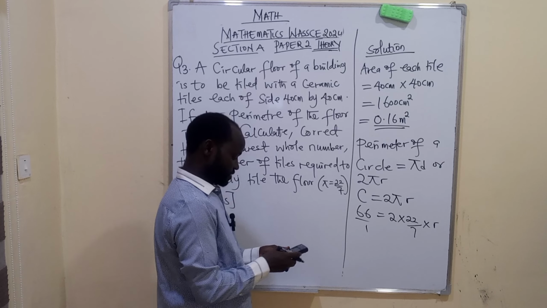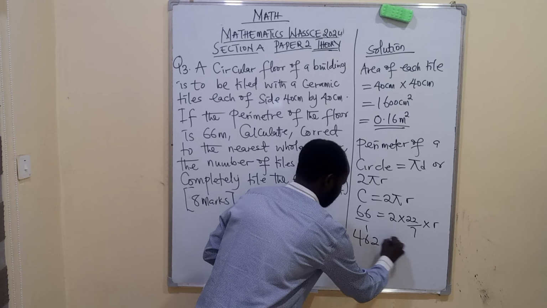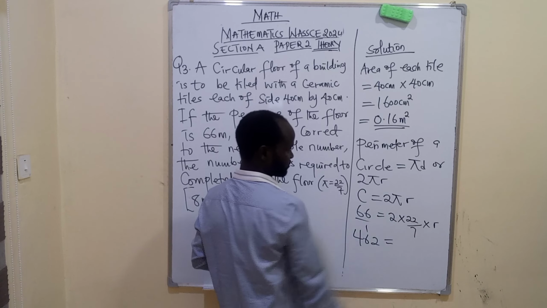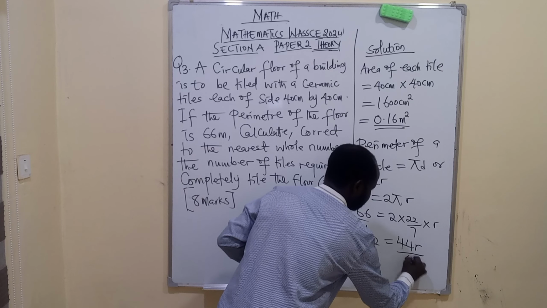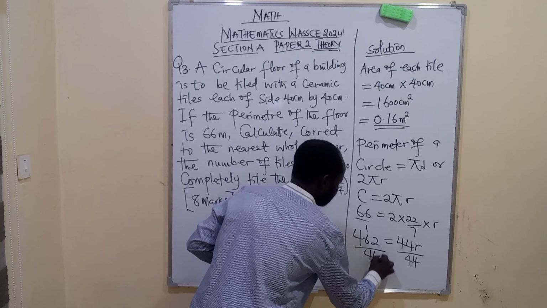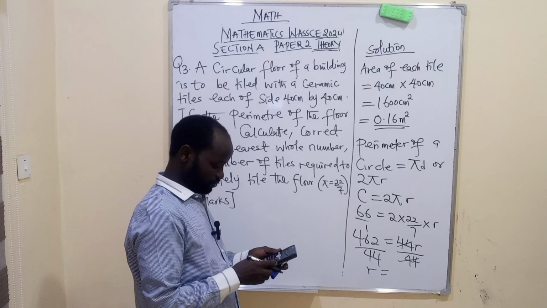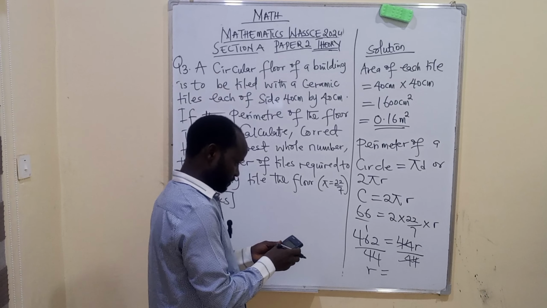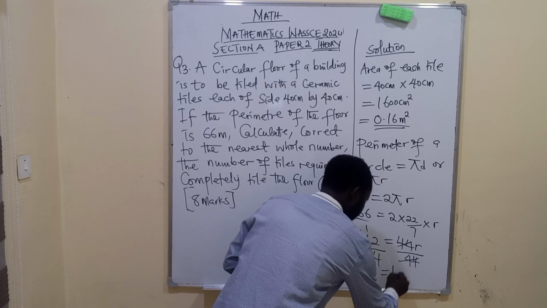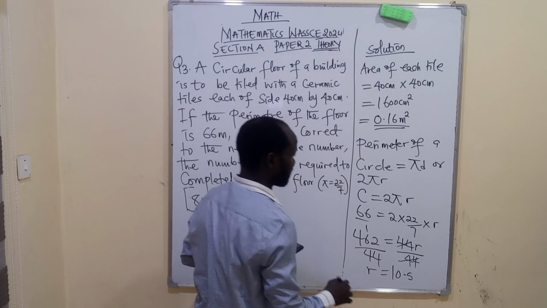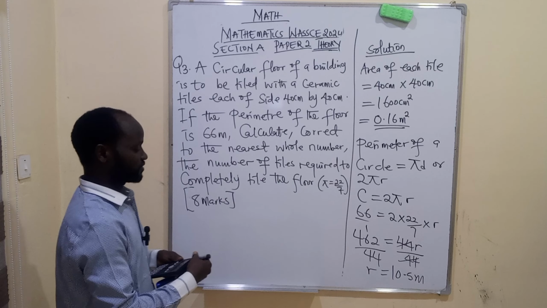So let's do that. 66 times 7 will be 462. That will be equal to 22 times 2, which is 44, times r. That will be 44r. So we can divide both sides by 44 to find the radius. So r now will be 462 divided by 44, and that will be 10.5 meters. So that will be the radius of the circle here now.